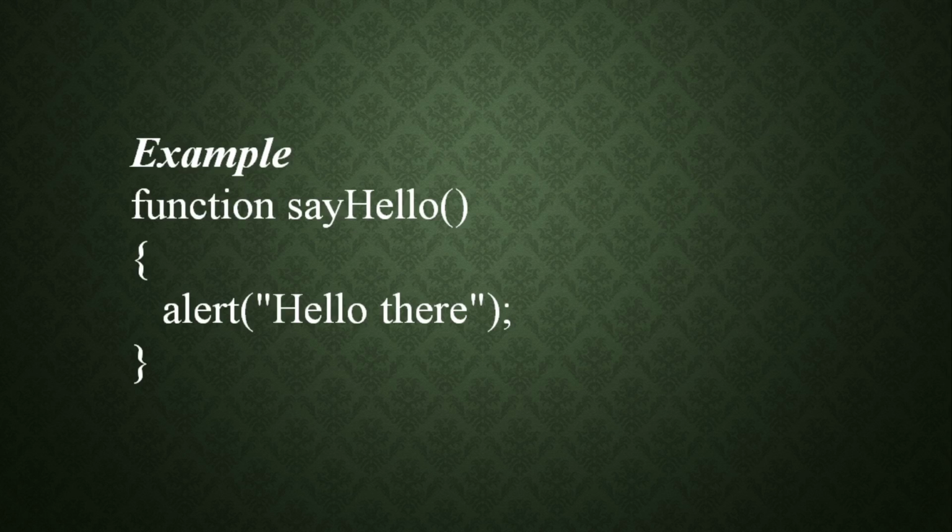Function sayHello. So function is a keyword, sayHello is the function name, with empty parameters, open brace, close brace. In that I am using alert with the message hello.